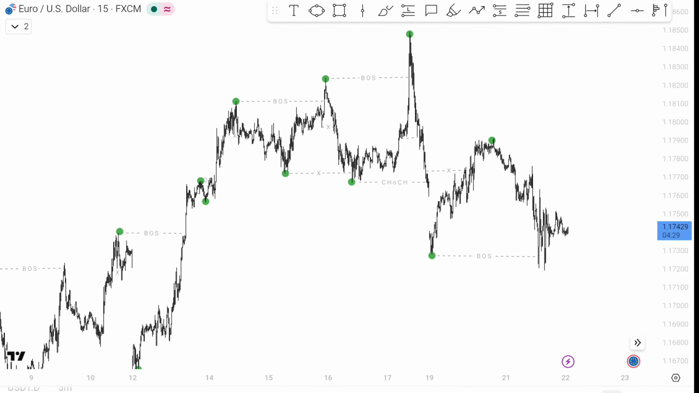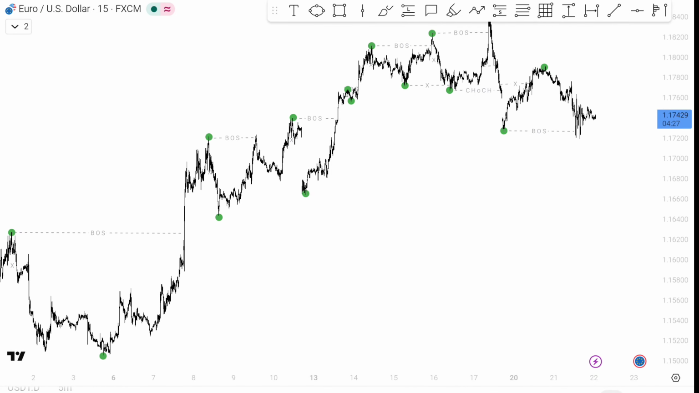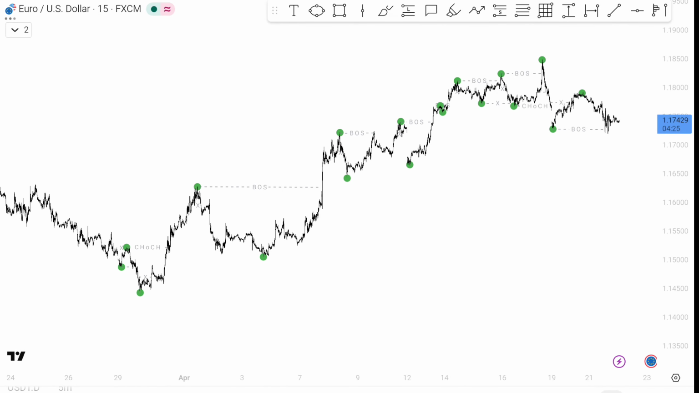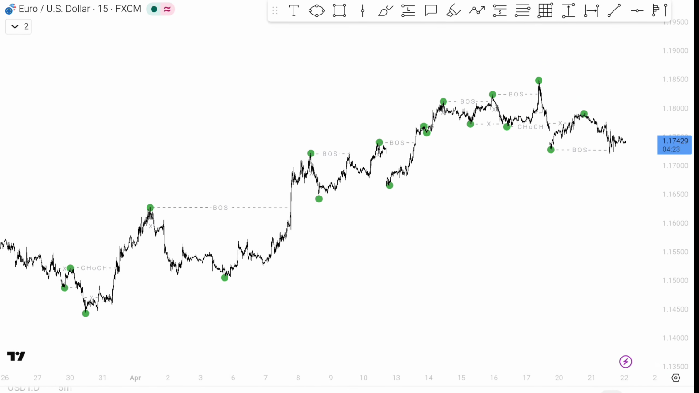In this way market structure works, and this is the proper mechanical way of marking the structure. As you can see, these are the higher highs and higher lows that the market is creating.